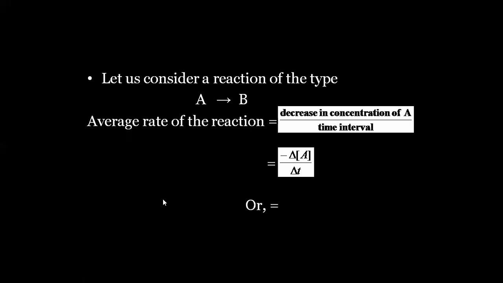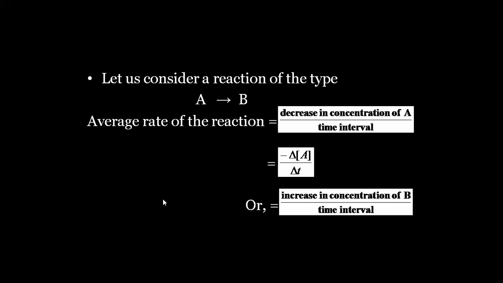The same thing can be written in terms of product. Since we know that the concentration of product will increase, it will be increase in concentration of B. Because how much concentration of A decreases, that much concentration of B will increase in that same interval of time. So the magnitude will remain the same. Remember that. The only difference is one is increasing and the other is decreasing, not the rate, but the concentration. In one case the concentration of reactant is decreasing, in the other the concentration of product is increasing. Otherwise, the magnitude of rate exactly remains the same.